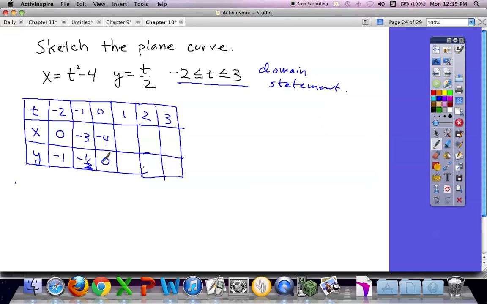If I put in 1, I get -3, 1/2. 2, I get 0 and 1. And 3, I get 9 minus 4 is 5, and 3 over 2, 3/2. So I'm just plugging in for x and y. Okay, now let's graph that.